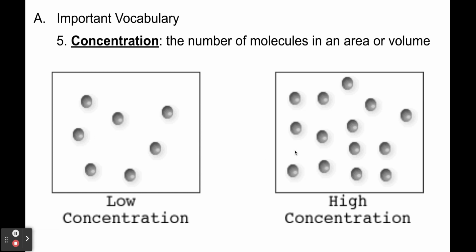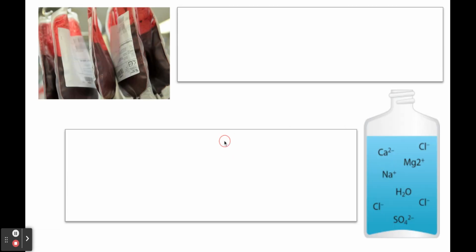This is an area of high concentration. There's far more molecules packed into this area. When I think of concentration, I think about how packed together the molecules are. Are they very packed together, highly concentrated, or are they more spread apart, less concentrated?